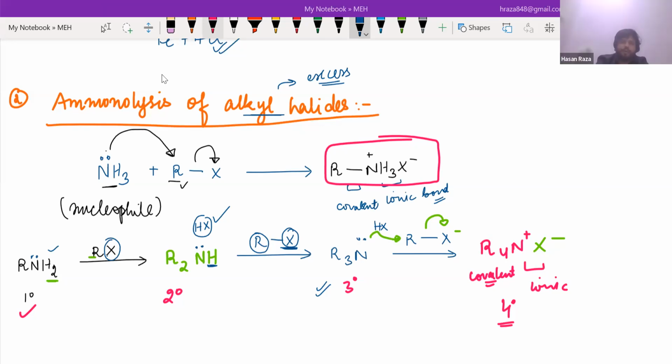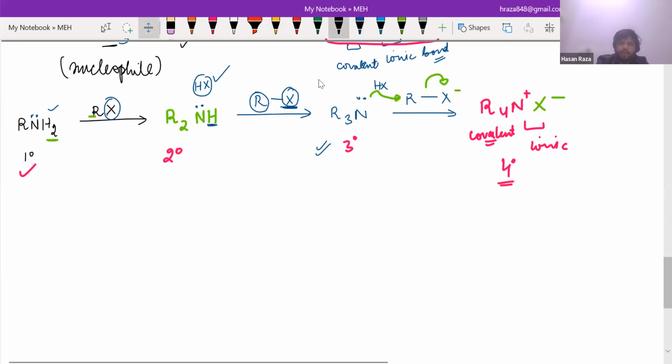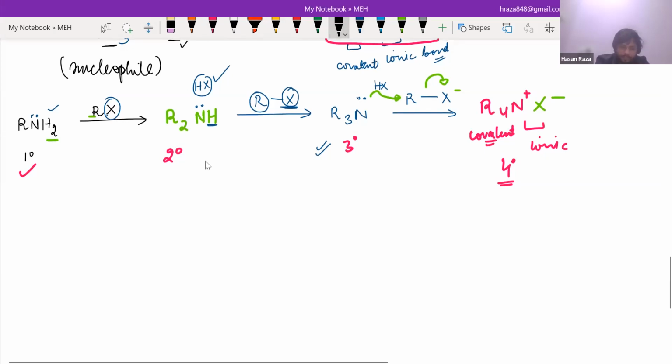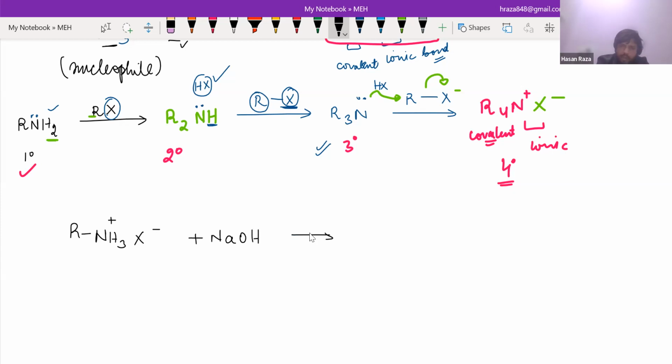Very good. Now see, if you're going to react this, I'm going to write the reaction. If you have this RNH3 positive that we had prepared, and if you're going to react this with NaOH, which is a base, then you will be getting a primary amine, RNH2, along with the byproduct H2O and NaX, which will have negative and this will have positive.